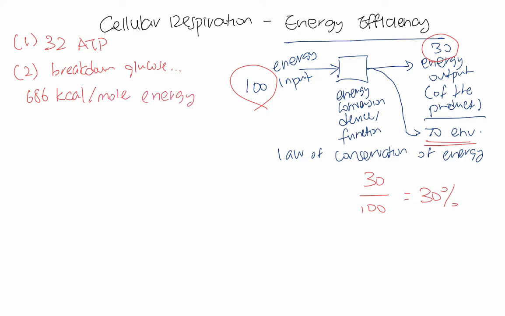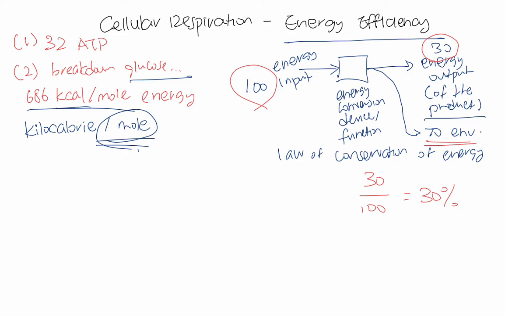Now, if you're unfamiliar with this unit, kilocalorie per mole, the per mole is the signature of this unit. So 1 mole of glucose has 686 kilocalories. You could interpret it that way.